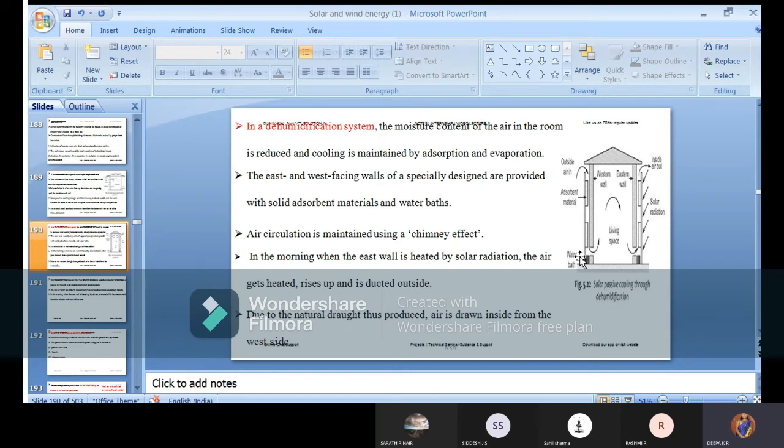But in both conditions, your water bath plays a very important role of absorbing the moisture content present in the air and leaving regular air where you do not feel the humidity so much. So this is one of the methods of dehumidification. It means your intention is to remove the humid content. That's what it is called, dehumidification.